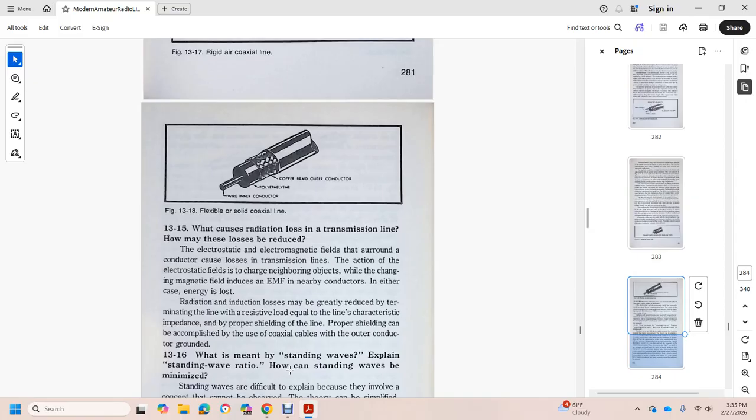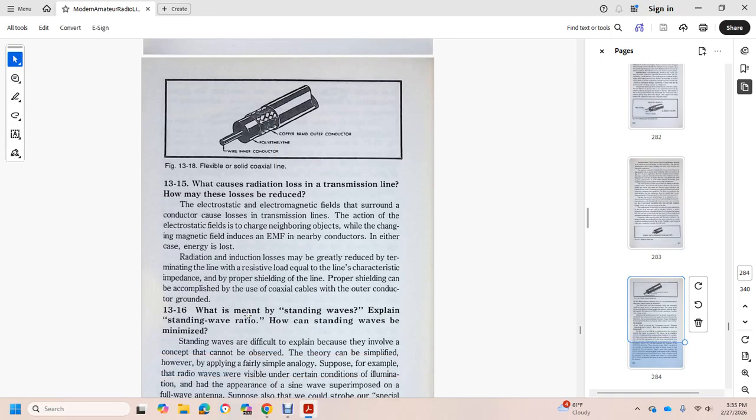Radiation from the transmission line: the transmission line produces electrostatic and electromagnetic fields surrounding the conductors. The electrostatic field acts by charging neighboring objects, and the magnetic field induces electromagnetic force in nearby conductors, either case causing energy loss through radiation and induction. These losses can be greatly reduced by terminating the line with a resistive load equal to the line's characteristic impedance, and by proper shielding of the line. Proper shielding can be accomplished with the coaxial line, with the outer conductor grounded.